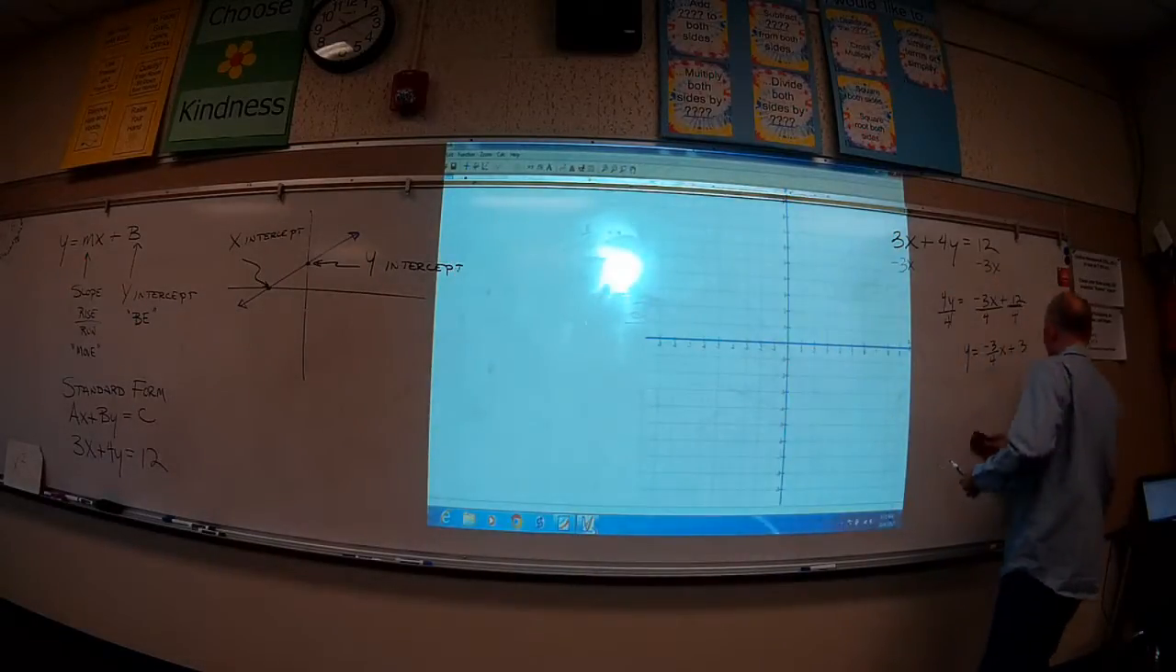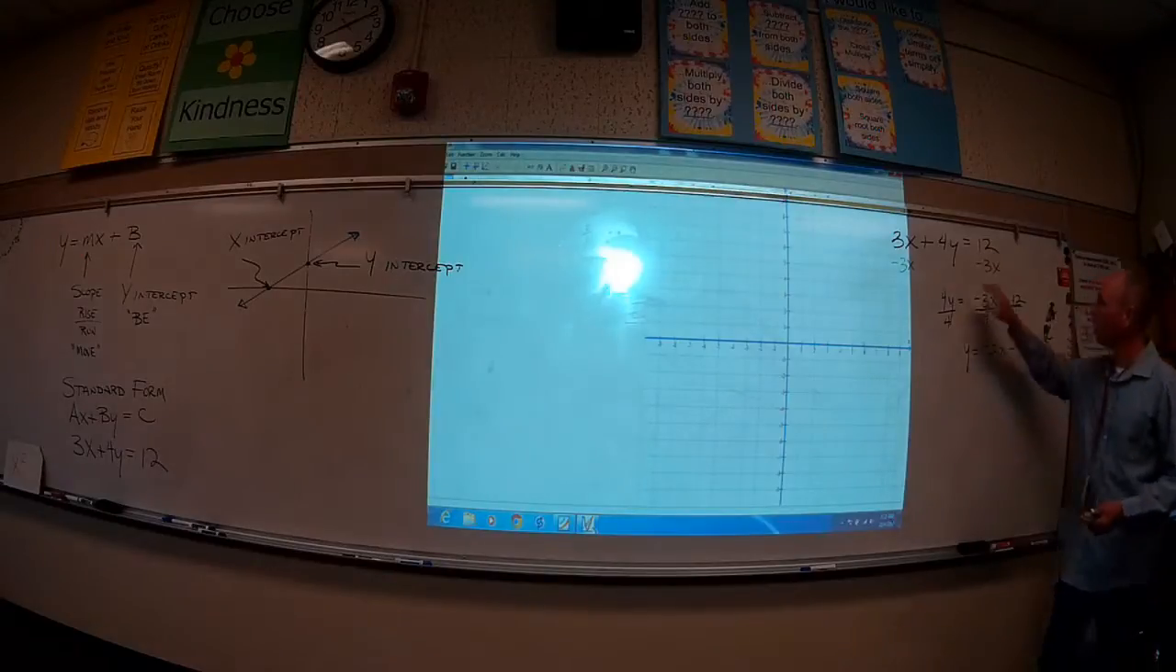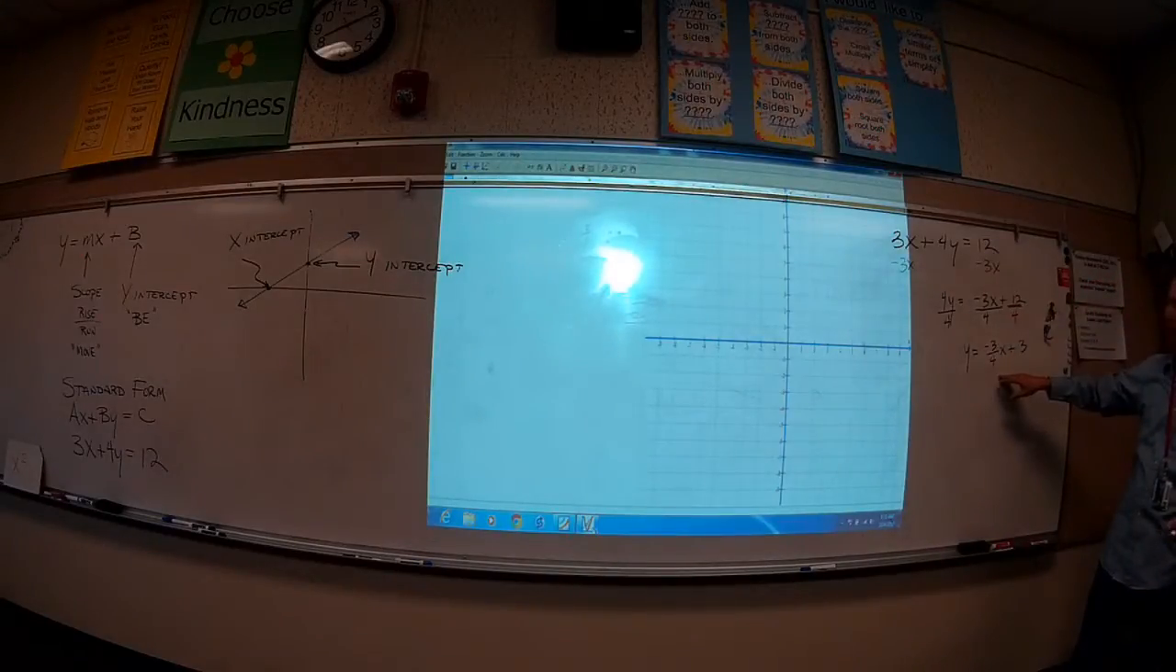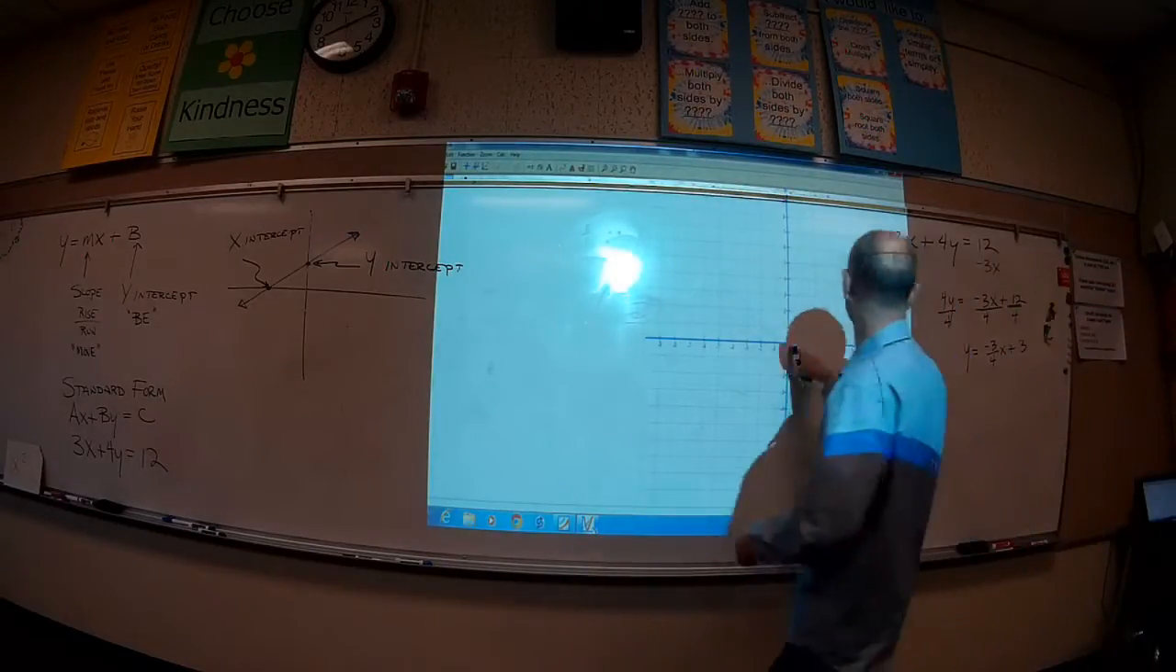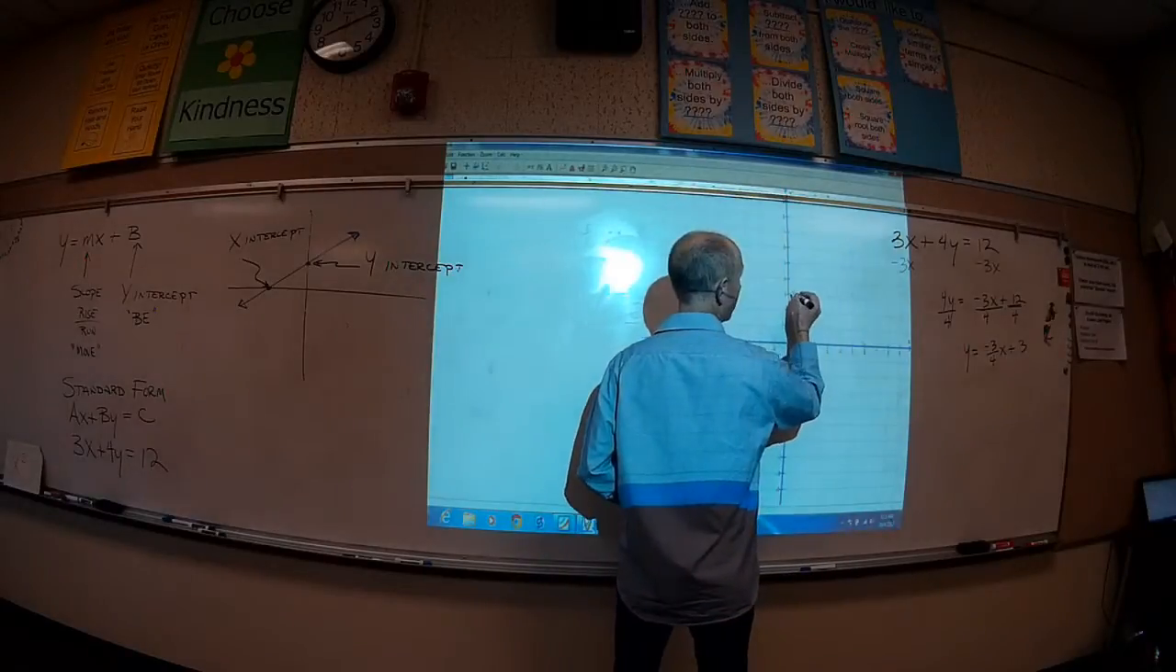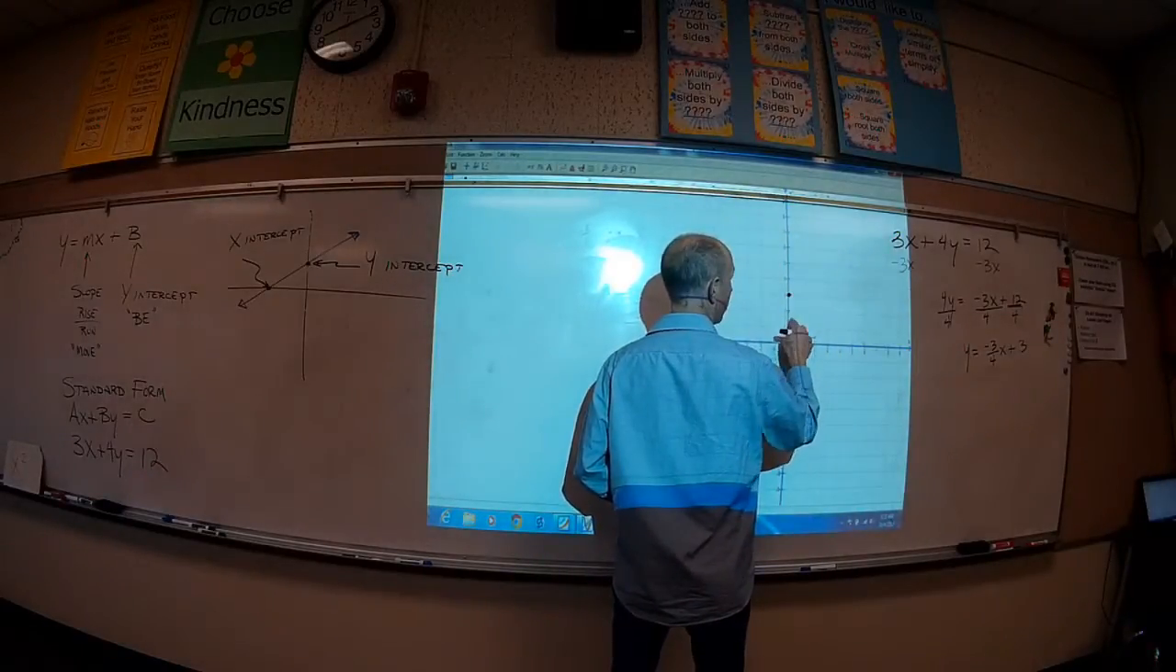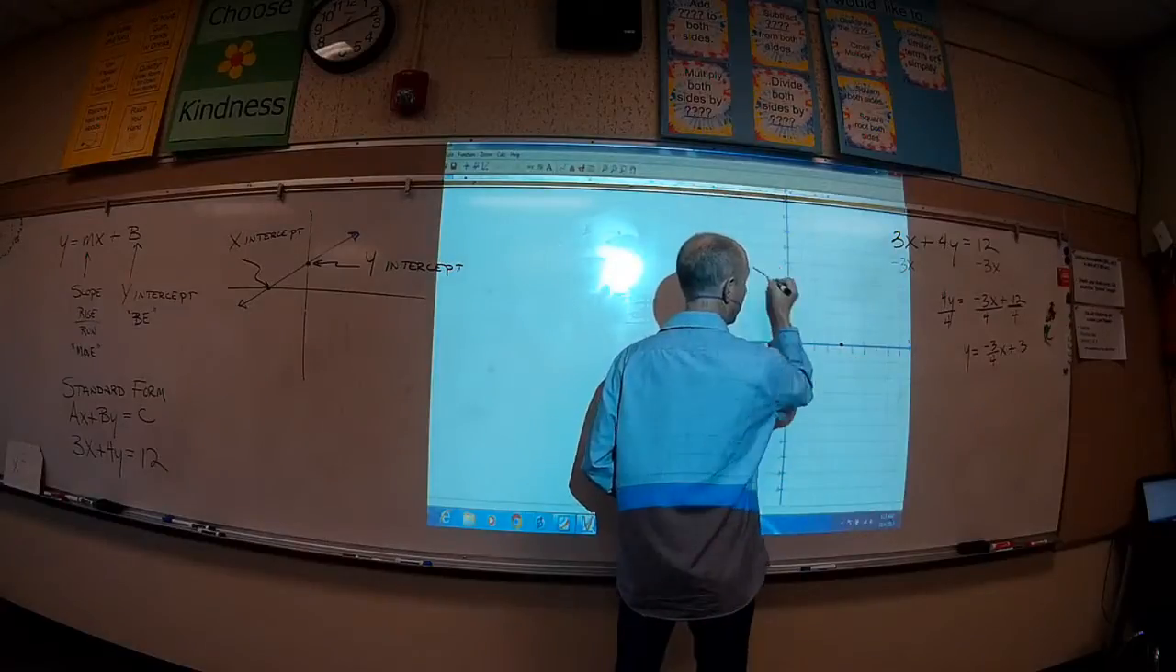So what I have done is I've taken it from standard form and I've put it in the slope-intercept form. And I'm going to graph it. You don't have to do any of this. I'm just trying to prove it to you. Down 3, 1, 2, 3 over 4. Boom. There's the line.